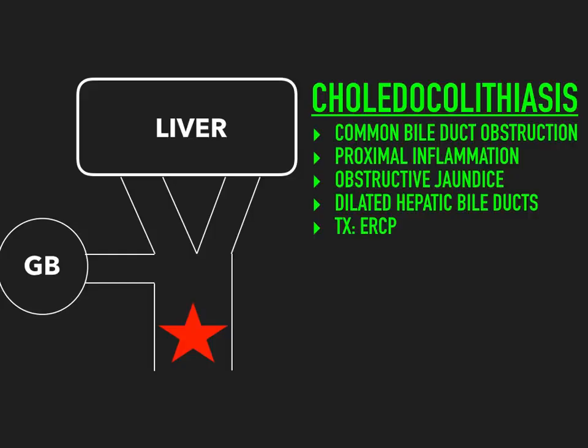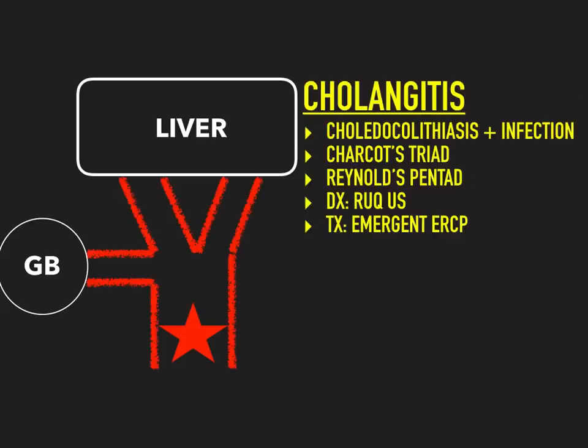All right, let's talk about the last biliary disease process. It's called cholangitis. Now, cholangitis, or sometimes called ascending cholangitis, is when you have a choledocholithiasis and then you get an infection. That's why choledocholithiasis needs to be treated promptly with ERCP, because it can progress to a cholangitis. The reason they call it an ascending cholangitis is because the stone gets lodged in the common bile duct, just like we saw on the last slide in choledocholithiasis.